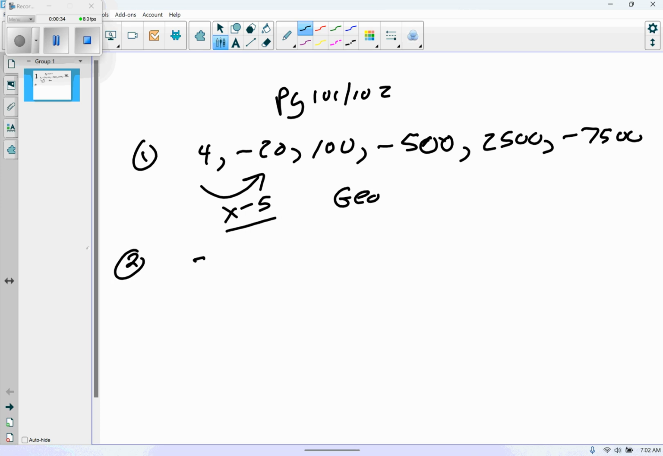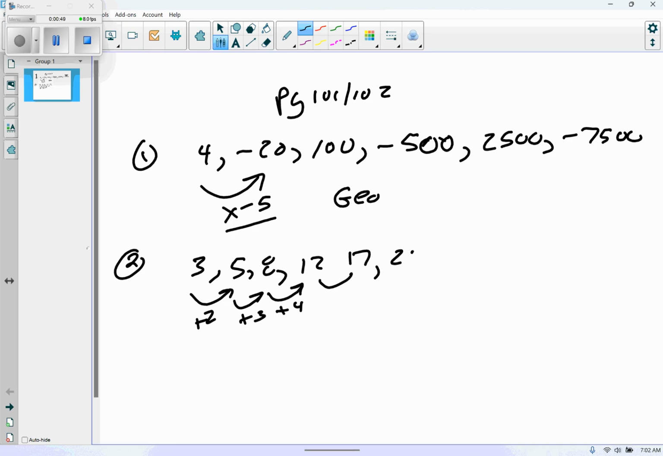Number 2, I have 3, 5, 8, 12. So I add 2, I add 3, I add 4, well, I'd add 5, add 6, add 7. So being that these are not consistently adding, this is neither arithmetic or geometric.